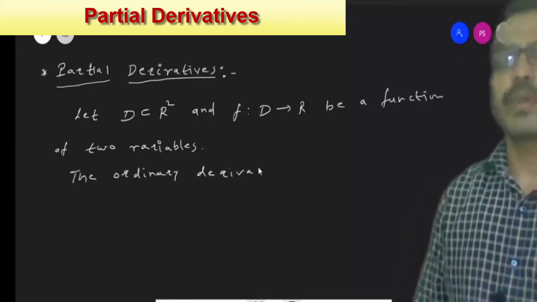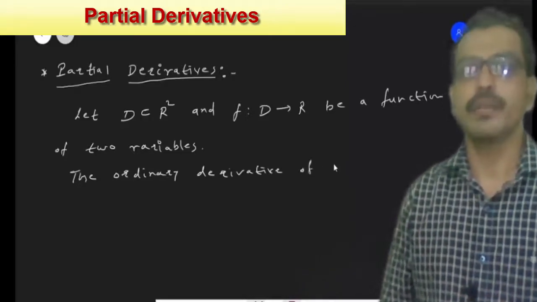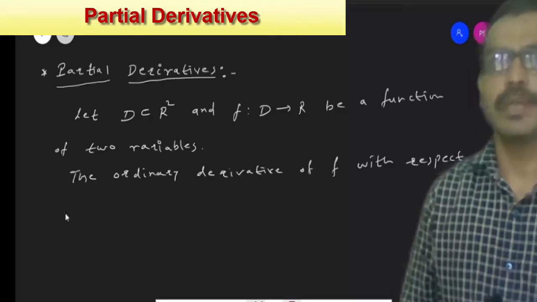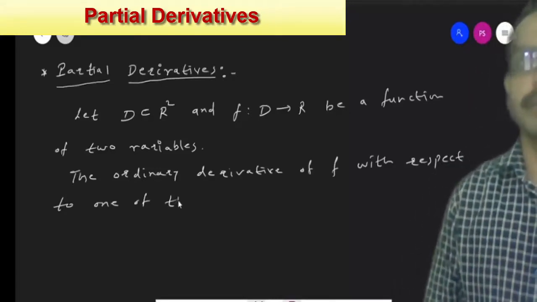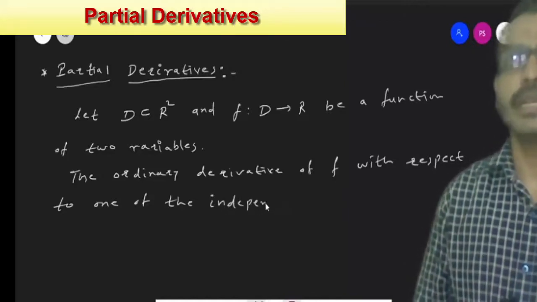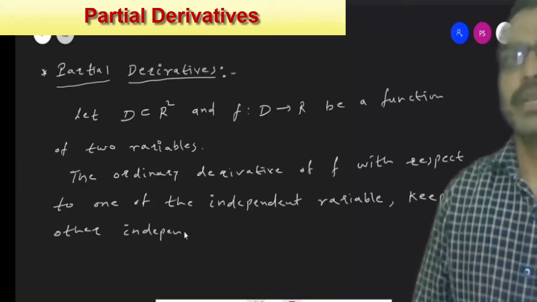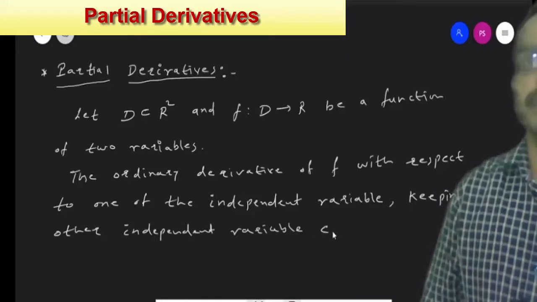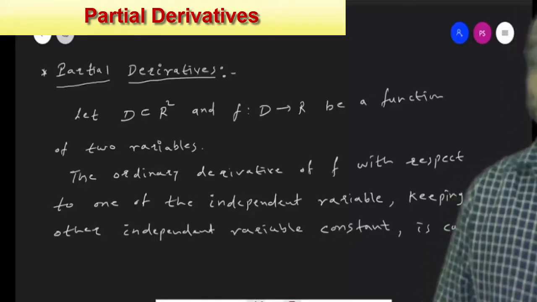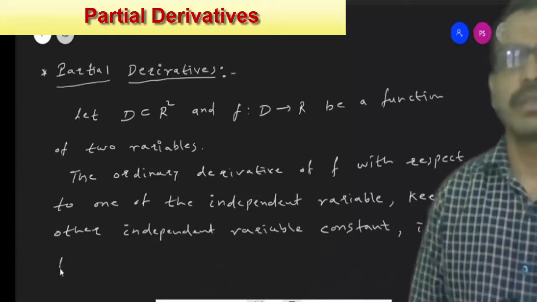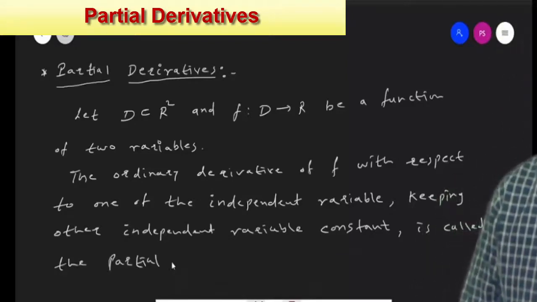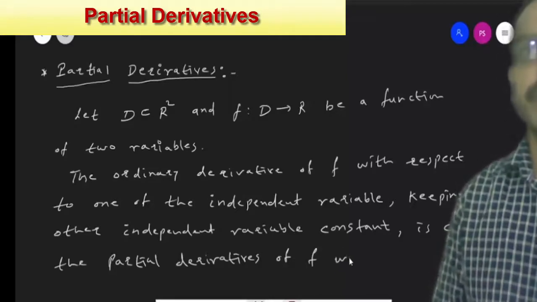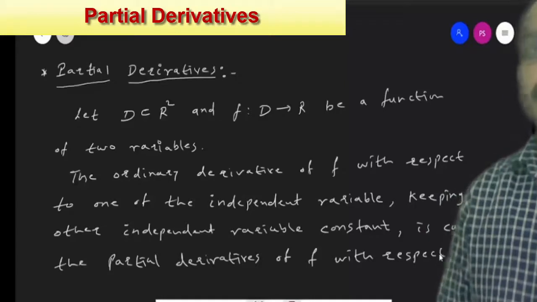The ordinary derivative of a function f with respect to one of the independent variables, keeping the other independent variable constant, is called the partial derivative of f with respect to the variable.